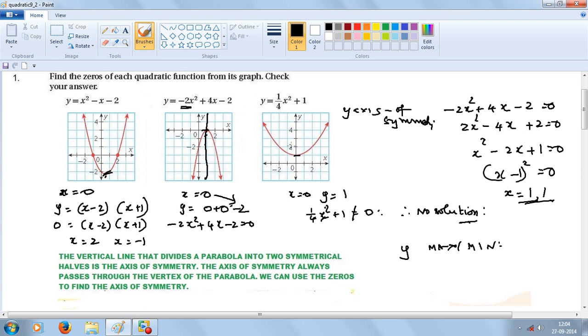The axis of the parabola passes through the vertex. So you know the property. If the vertex is here, the line through the vertex is the axis of symmetry. We can use the zeros property to find the axis of symmetry. If you see this, what about the axis? The equation of the axis is parallel to the y-axis.